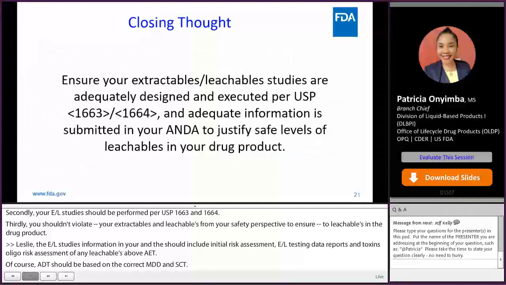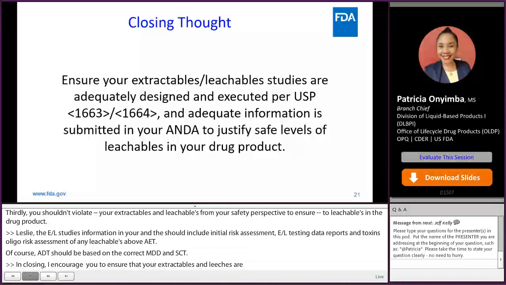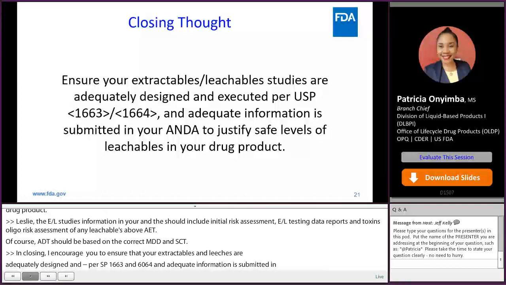In closing, I encourage you to ensure that your extractables and leachable studies are adequately designed and executed per USP 1663 and 1664, and that adequate information is submitted in your ANDA to justify safe levels of leachables in your drug product.